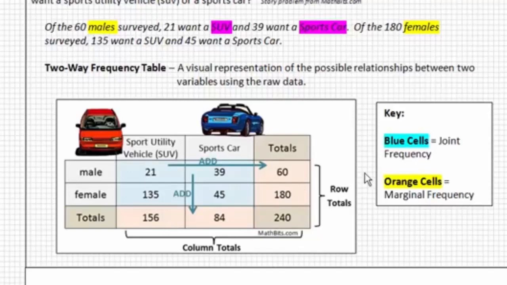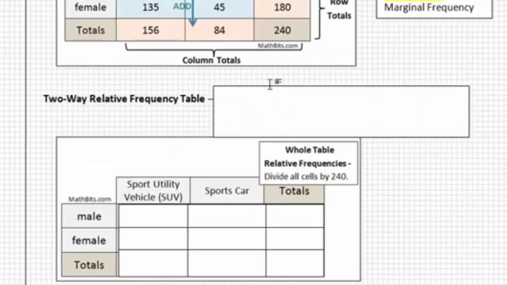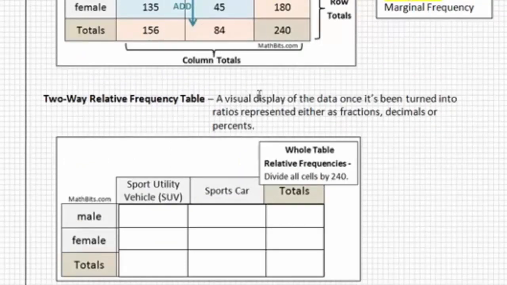Alright. So now we're going to take a look at another type of frequency table, the relative frequency table. So we're going to take the same data, but now we're going to do some calculations with it and turn it into a ratio or decimal or percent. So here in a two-way relative frequency table, it's again a visual display of the data once it's been turned into ratios represented as either fractions, decimals, or percents. And so this is what we refer to as a whole table relative frequency.